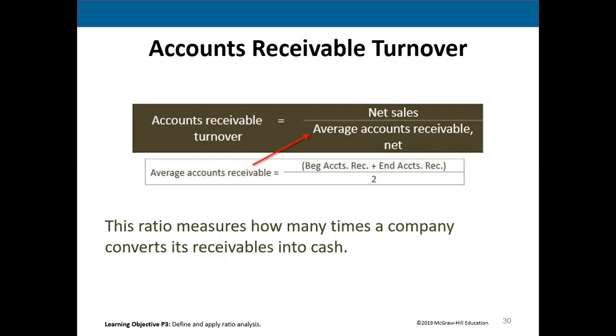Now, the industry is 5. That's the average for Apple's industry. So Apple does a great job on collecting their cash. Everybody else, their competitors, on average collected 5 times a year. They collected 13.6. Nice. So whatever they're doing, they keep doing.